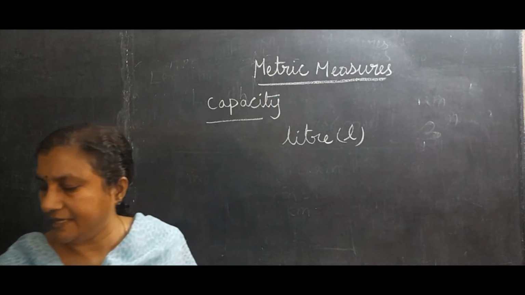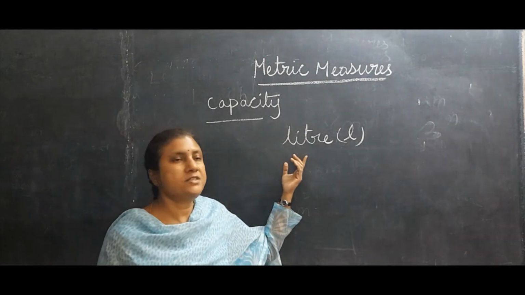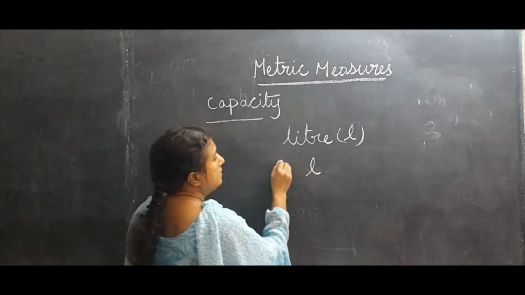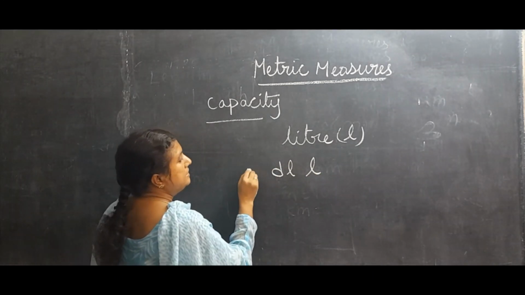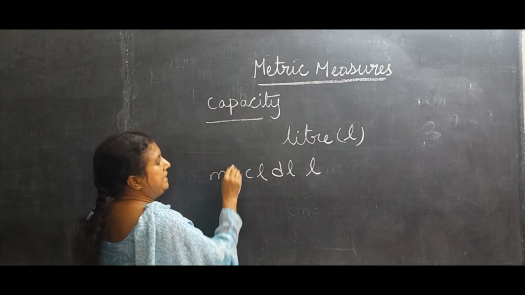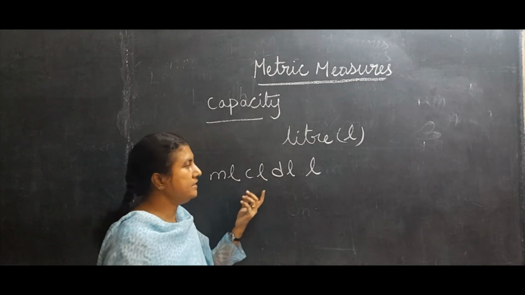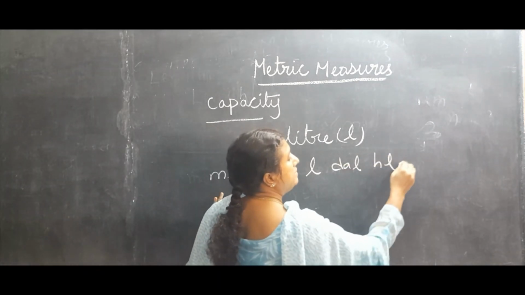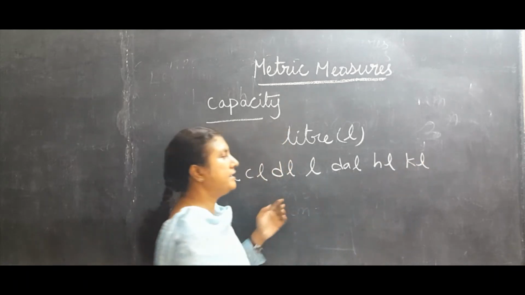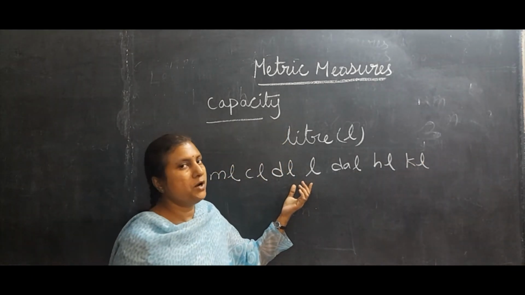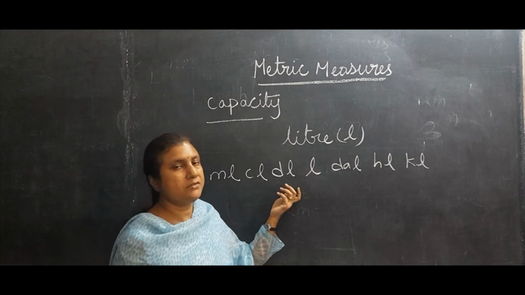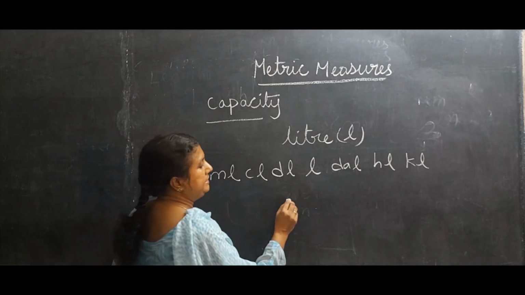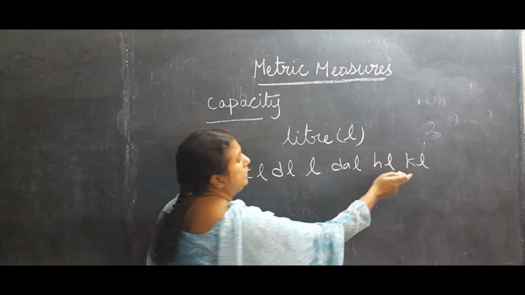Like the same as length, we have different measurements which are lesser than and greater than this liter. They are deciliter, centiliter, milliliter. These are lesser than this liter. And decaliter, hectoliter and kiloliter, which are greater than this liter. You are going to learn about these measurements in your next higher standards. Now we are going to know about liter, milliliter and kiloliter.